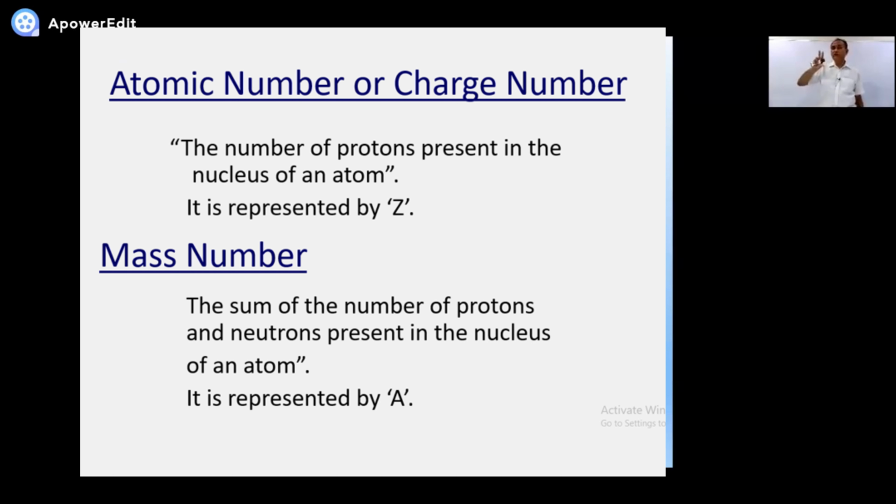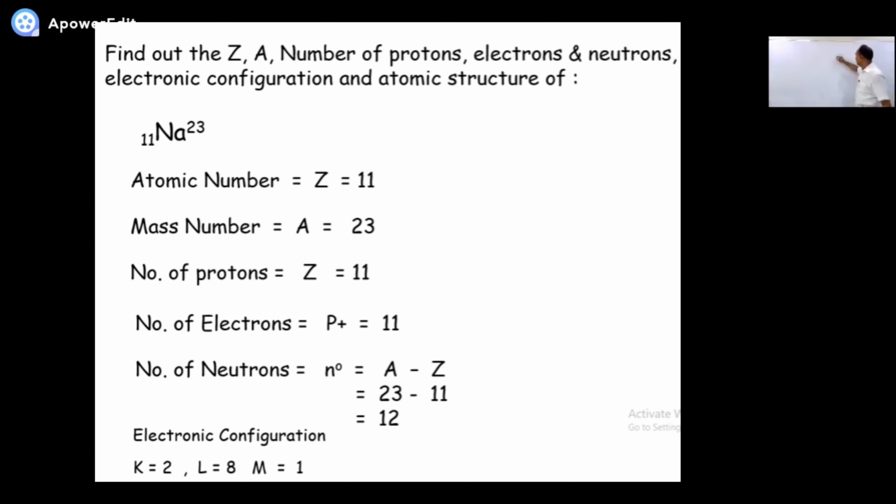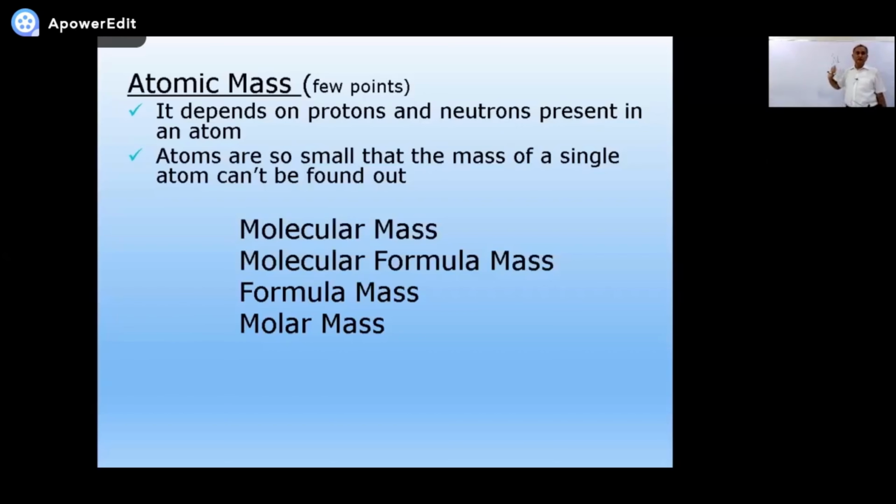Secondly, I told you if you see a symbol with two numbers written, like sodium 11 and 23, then the smaller number represents what? The atomic number. The bigger number represents what? The mass number. Okay? And this mass number is the sum of protons and neutrons.